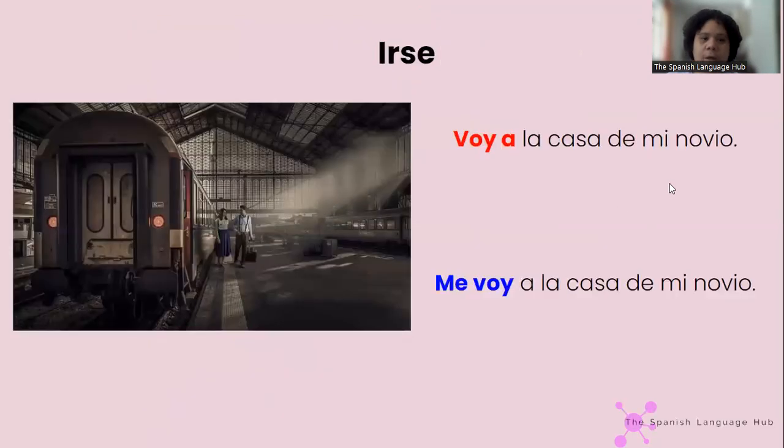Let's see the context. Voy a la casa de mi novio, me voy a la casa de mi novio. So, without much context, when you see voy a la casa de mi novio, it means that you are going to visit him, all right? Just that maybe you're going to stay there for a couple days, a couple weeks, but you're just going to visit. Me voy a la casa de mi novio means that you are moving with him. So you see the difference? It means that you're moving with him for now.